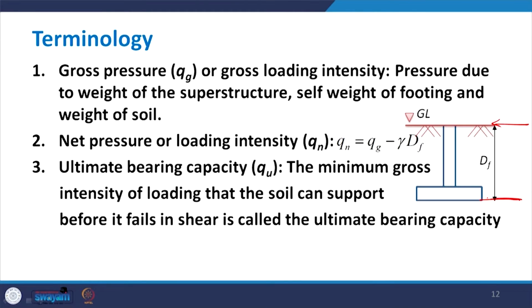That means, in other words, if I say that this is the maximum permissible value, because if you go beyond that, then your soil will fail in shear mode. So, this is the gross intensity which we can have. Now, continuing with this, there are more terms which are defined, that is the net ultimate bearing capacity, QNU.